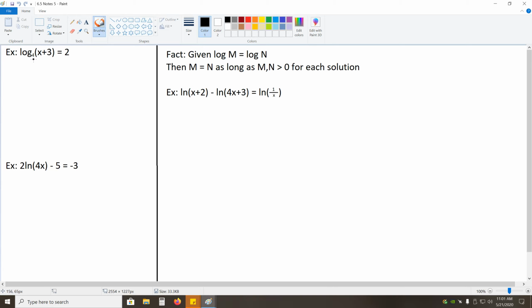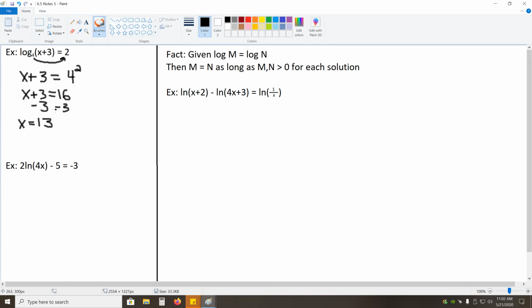So the first thing we need to do here is isolate the log. That's already done for us. We just have log base 4 on the left. So to get rid of this log, remember we move the base to the other side of the equation, which gives us x plus 3 equals 4 squared, which means x plus 3 equals 16. And now solving for x, we'll subtract 3 from each side to get x equals 13.